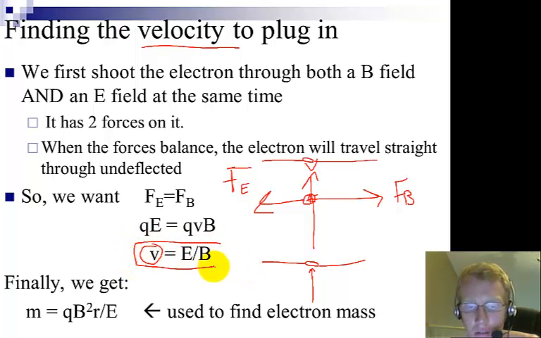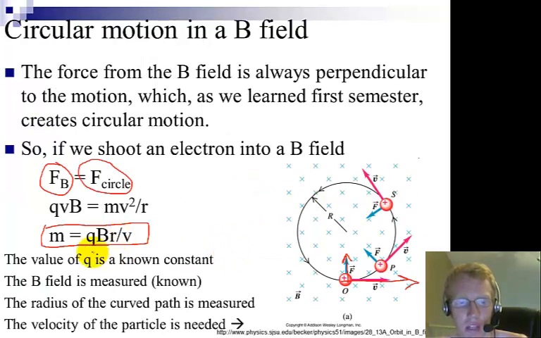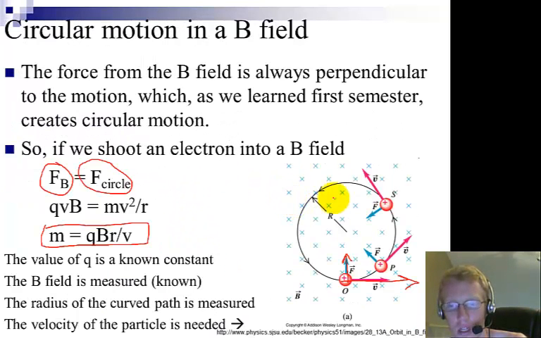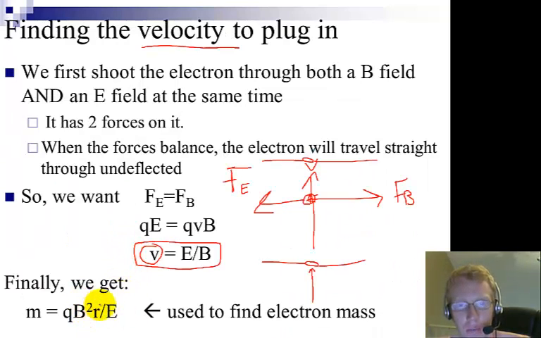So if you plug this in for the velocity, let me go back a slide, into this formula right here for V, you get that the mass is QB squared R over E. So first you run it through an electric and a magnetic field, and then you run it into just a magnetic field only, it'll start to curve around. You can measure the radius of curvature, and if you know the charge and the magnetic and electric fields, then you can find out the mass of these particles, which helps you then identify what type of atom it is, if it's an unknown atom, or even more importantly, it helps you separate different isotopes.